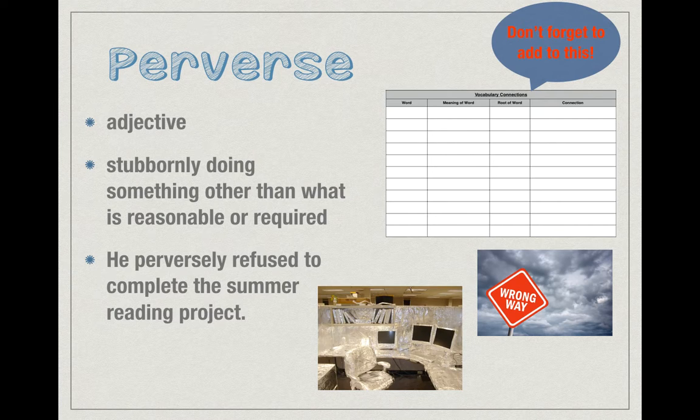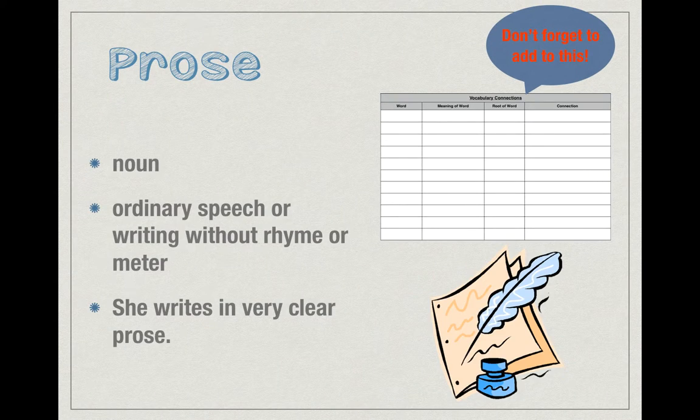The last word that we're learning is prose. Prose is a noun, and it means ordinary speech or writing without rhyme or meter. So prose is basically the opposite of poetry. For example, she writes in clear prose would mean she writes in paragraph form without rhyming, which is what most of us write in ordinarily. Prose is what we all speak and write in unless we are composing poetry, is the sentence from your book.